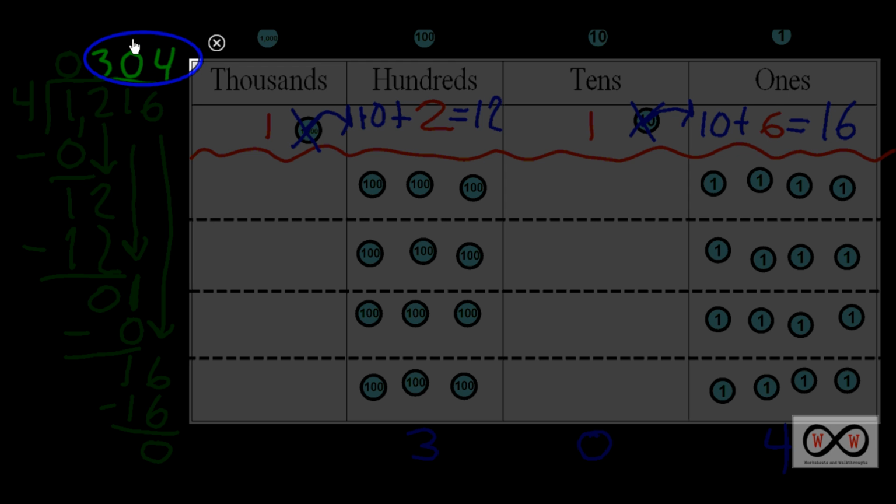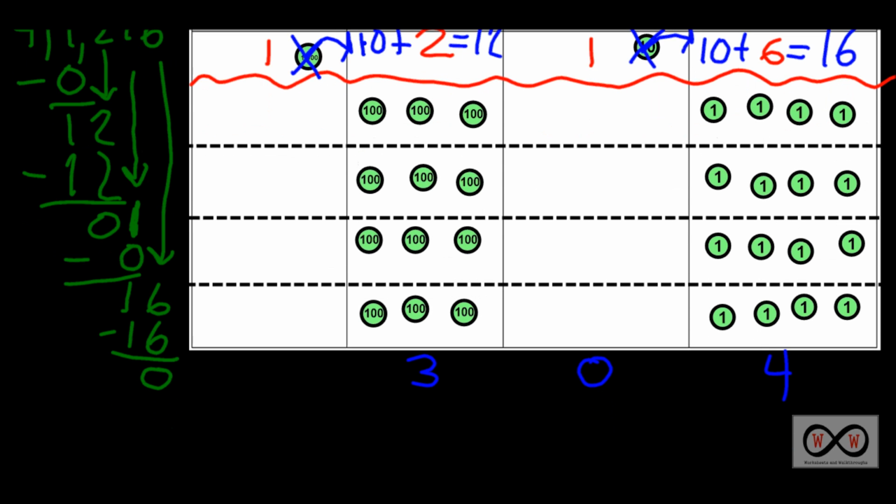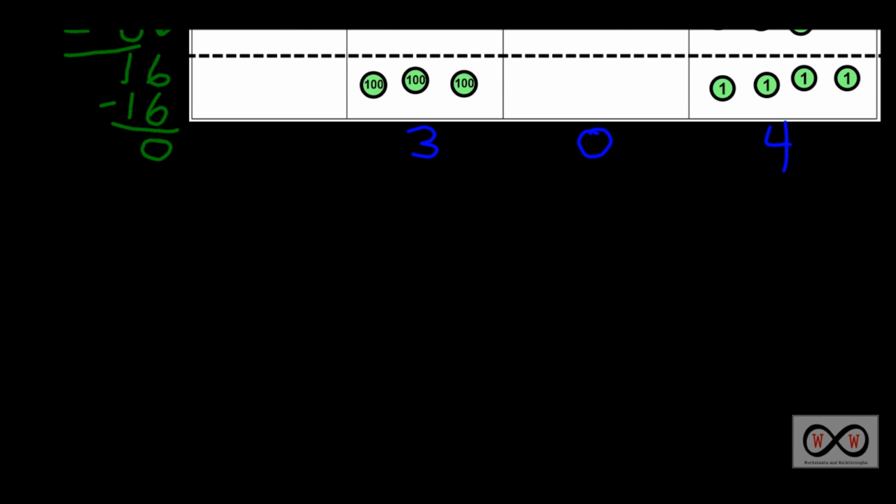Now, if you want to check your work, you may know that the inverse of division is multiplication. So you can use multiplication to check your work. We've got the quotient times the divisor will give you the dividend. So 304 times 4 should equal 1,216. Let's check it out. So we have 304 times 4 should equal 1,216.